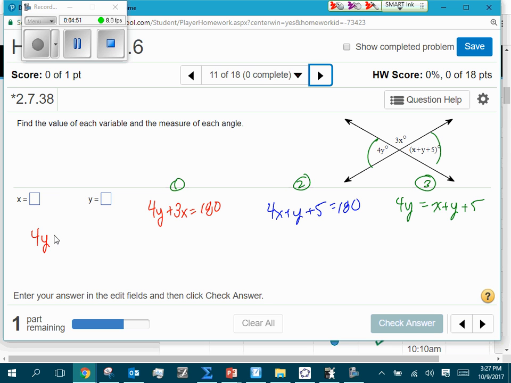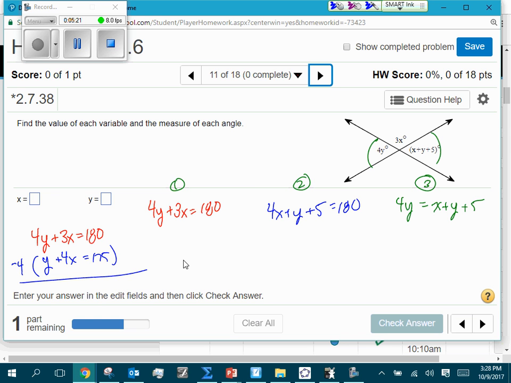So 4y plus 3x equals 180. And now I'm going to take the blue one, and that's going to be 4x. So I'm going to stack the 4x's, positive 4x, positive 1y, and I'll move that 5 over to get 175. Now I don't like this because when I add straight down, nothing cancels away. What I actually have to do is multiply the bottom one by a negative 4. I'm going to get my y's to go away.